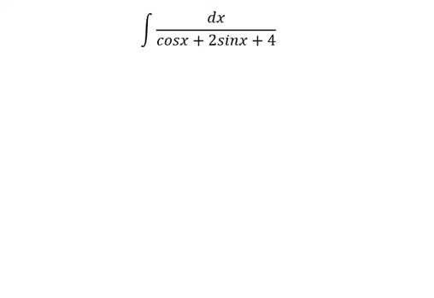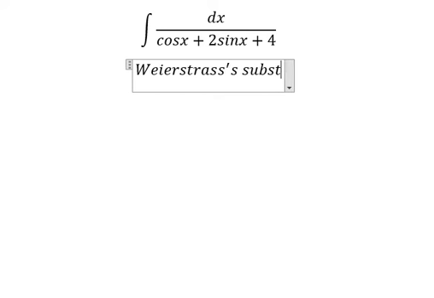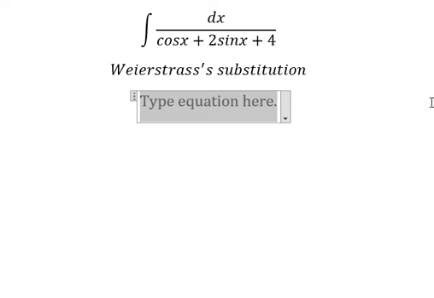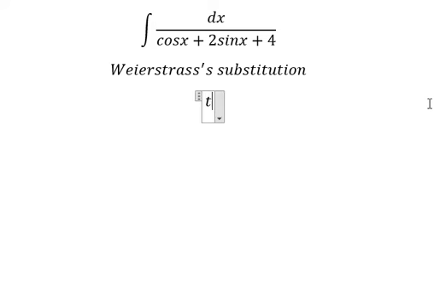We can use the Weierstrass substitution. So in this situation, I will put tan x over 2 equals t.